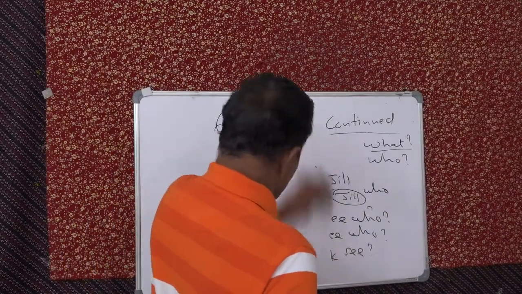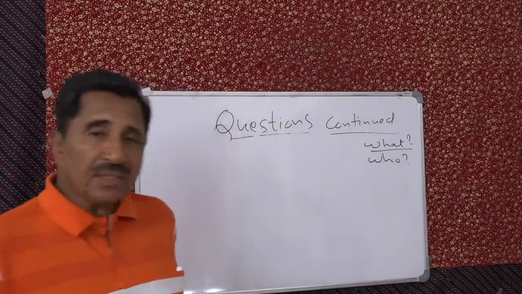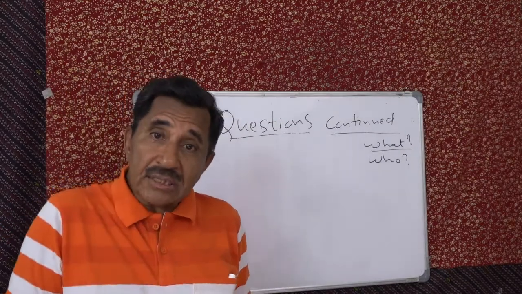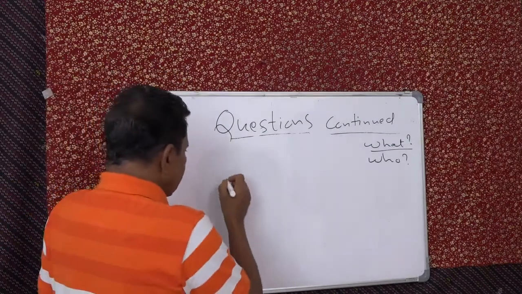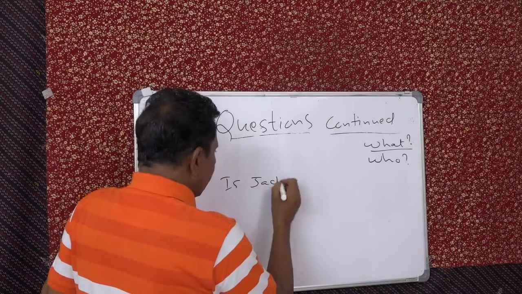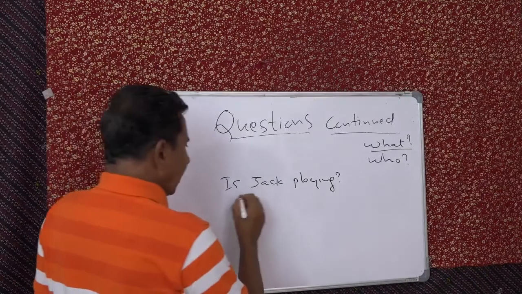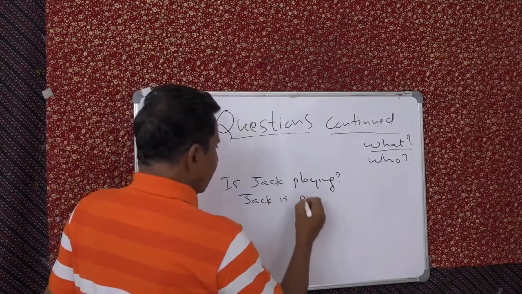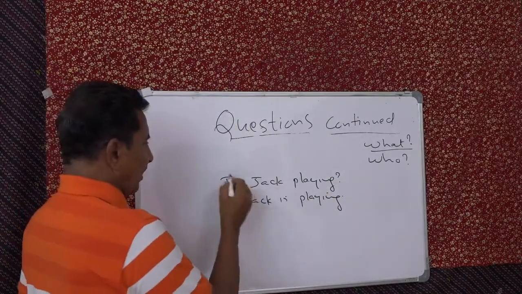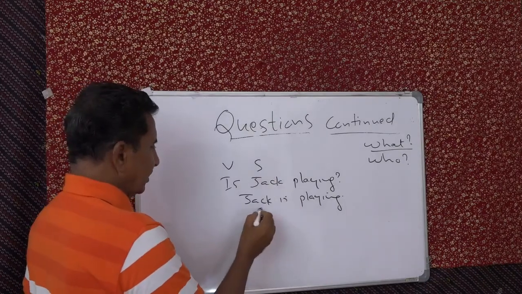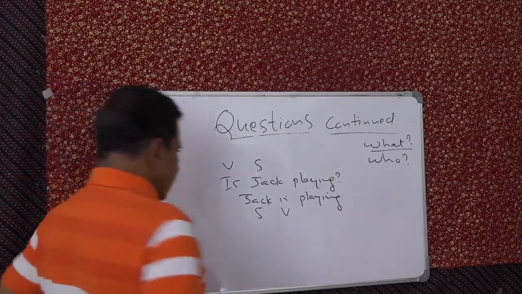If you know this. Because the problem is, if you can make a question from a statement, you should be able to change that question into a statement. As in this case, we have already seen. Is Jack playing? Question. What is the statement? Jack is playing. Simple. See that? So here is a problem. Verb, subject. Here, subject, verb. Subject, verb is a statement. Clear?